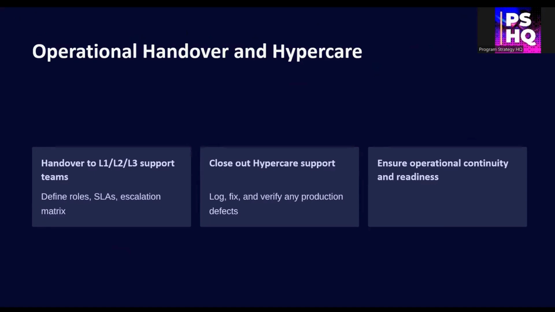Begin by transitioning responsibilities to your L1, L2, and L3 support teams. Make sure SLAs, roles, and escalation paths are clearly defined. Close out hypercare support and verify all critical production defects are resolved. A smooth handover prevents service disruption and builds trust with stakeholders.